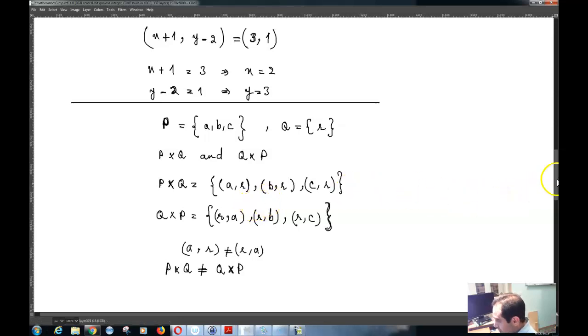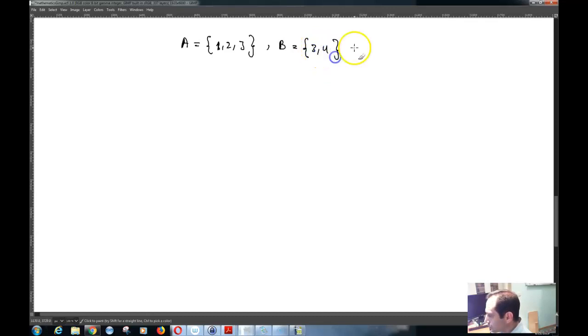Now if you would like to work a little bit using the notation of sets, for example B intersection C, B union C, and that sort of thing, here is a good example. Let's say that you have set A equal to 1, 2, and 3, the set B equal to 3, 4, and the set C equal to 4, 5, and 6.